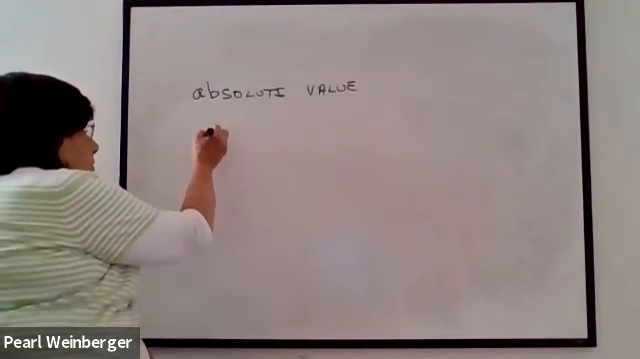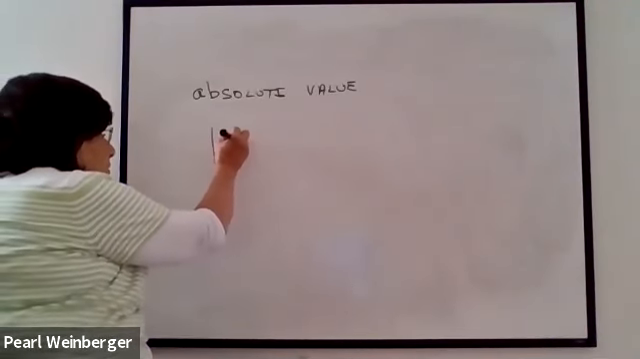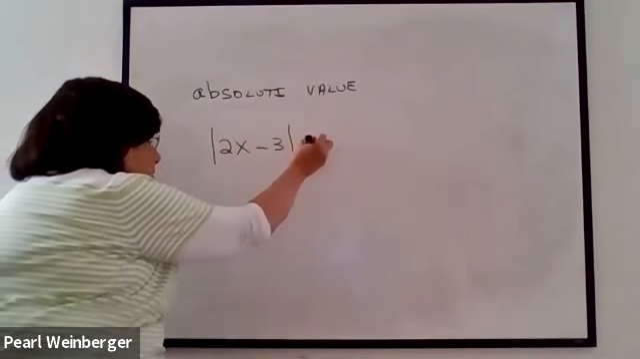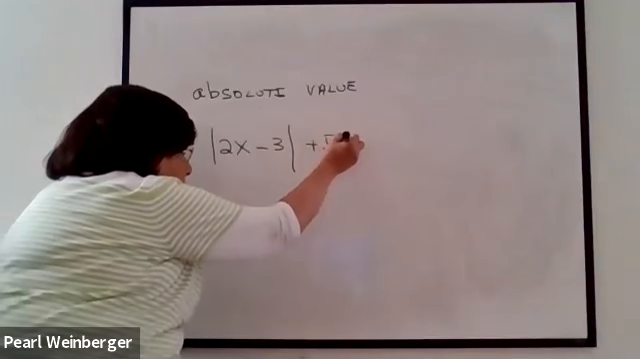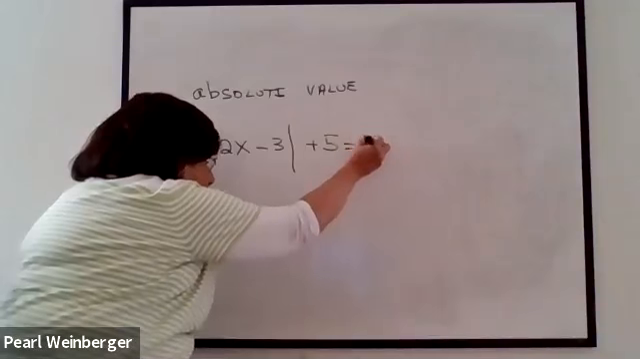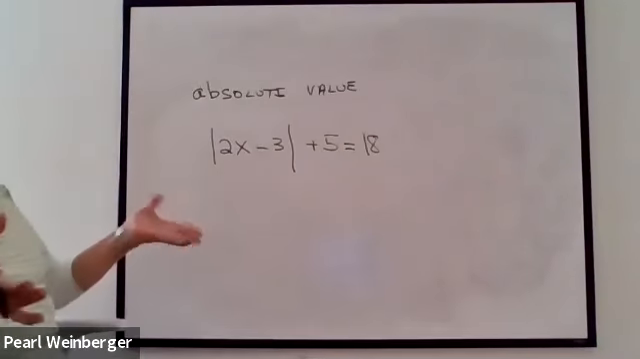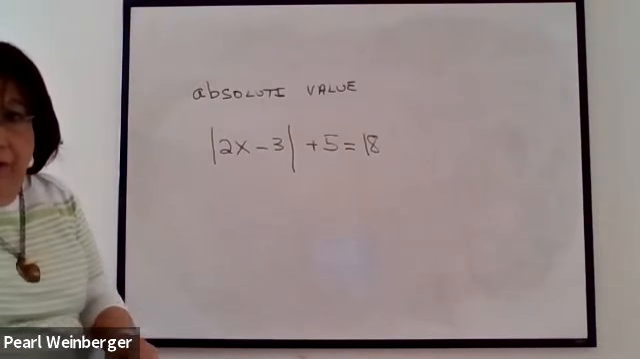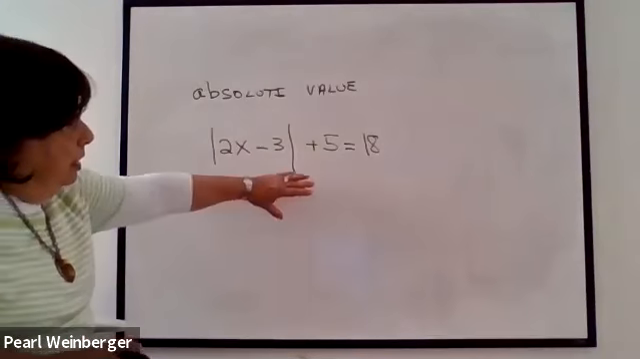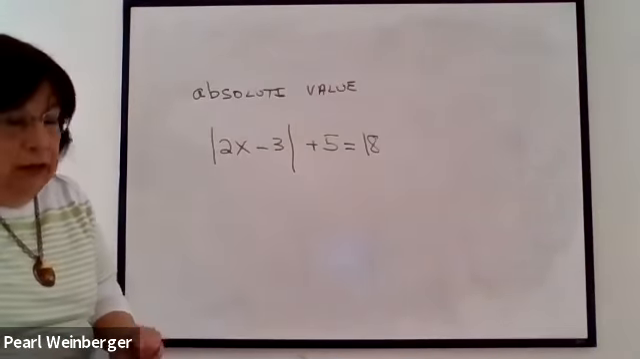Suppose I have something that looks like this: the absolute value of 2x minus 3, plus 5, equals 18. Obviously this is much more complex than what I did before. How do we go about solving a more complicated equation that has an absolute value sign in it?